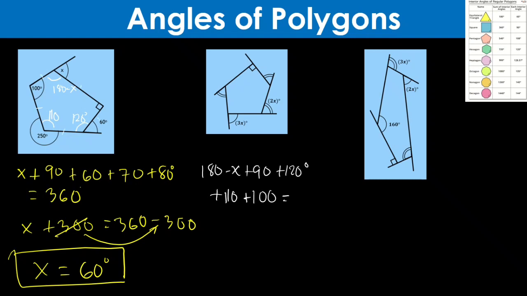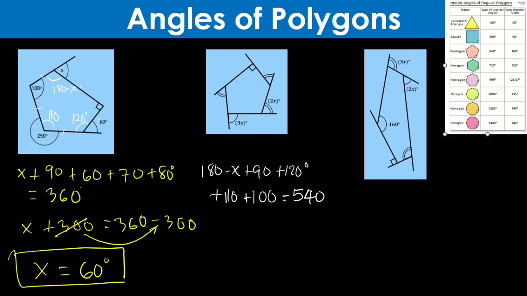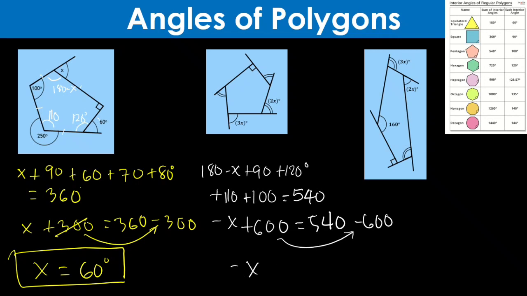Now since it's a pentagon, we have here negative x, and let's sum up all the angles here. That's 180, 270, 390, 500, 600. So that's 600 equals 540. Okay, let's move that here. That's minus 600. So negative x, the right hand side gives us negative 60. We divide negative 1 both sides, and that gives us x equals 60.